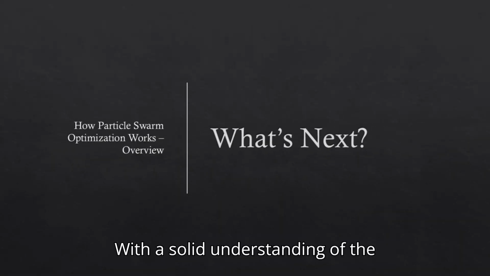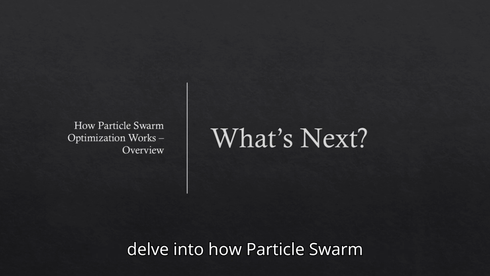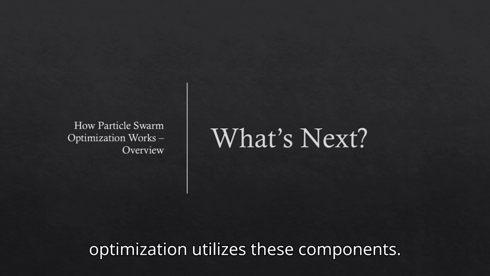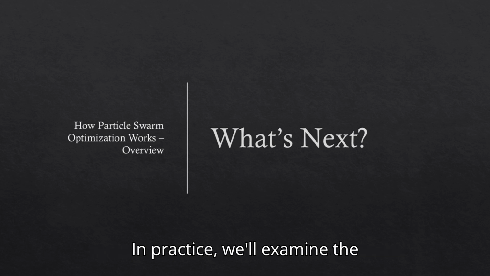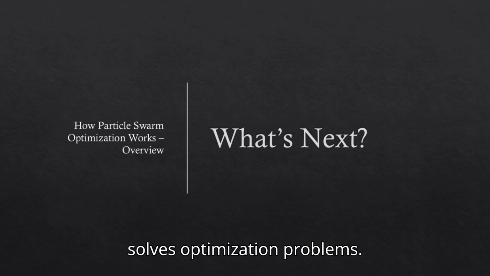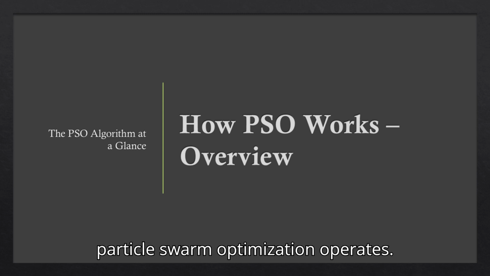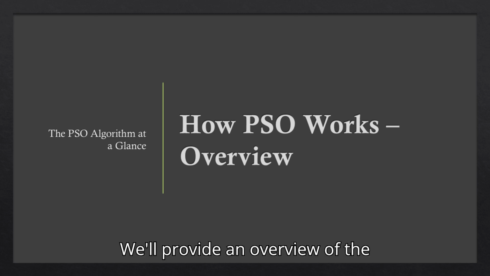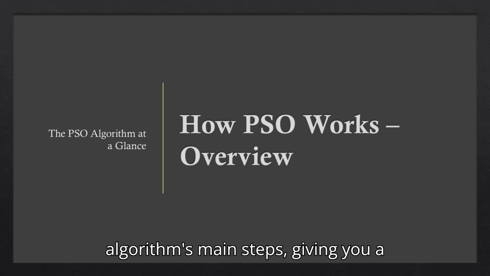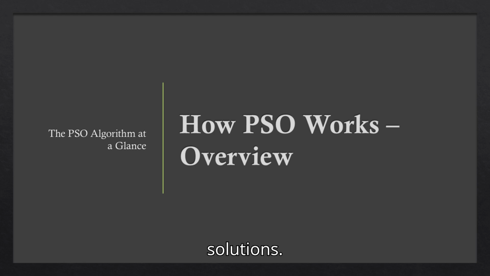With a solid understanding of the fundamental concepts, we're now ready to delve into how particle swarm optimization utilizes these components in practice. We'll examine the algorithm's workflow and see how it solves optimization problems. In this section, we'll explore how particle swarm optimization operates. We'll provide an overview of the algorithm's main steps, giving you a clear roadmap of how PSO finds optimal solutions.